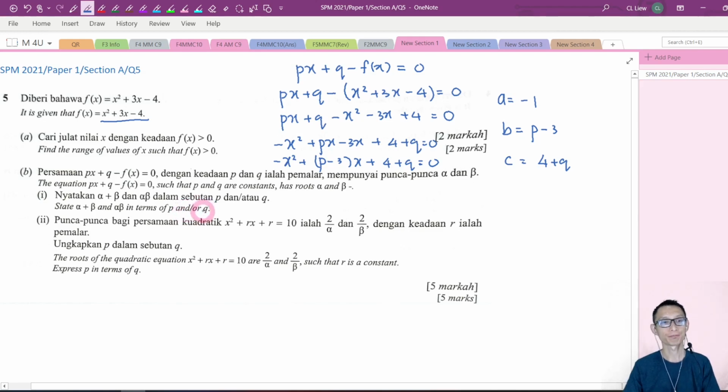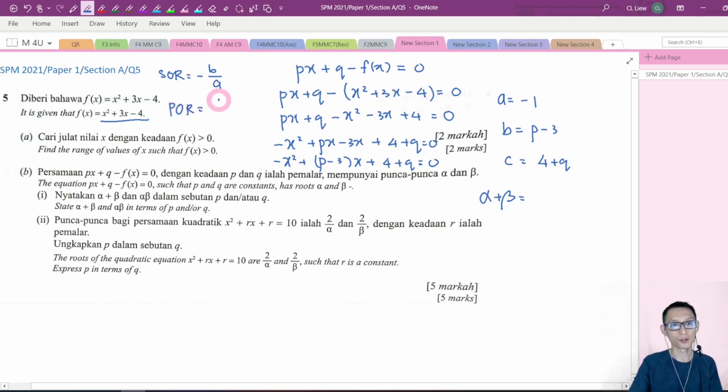or q. Okay, alpha plus beta is actually equal to, this is sum of roots, right? Sum of roots, what's the formula? Still remember, sum of roots, the formula is negative b over a. Remember, we have a negative over here. Product of roots, the formula is c over a, no negative. So sum of roots is negative b over a, negative b over a.